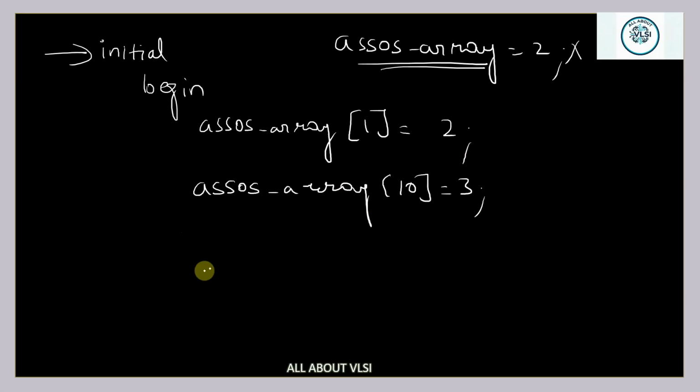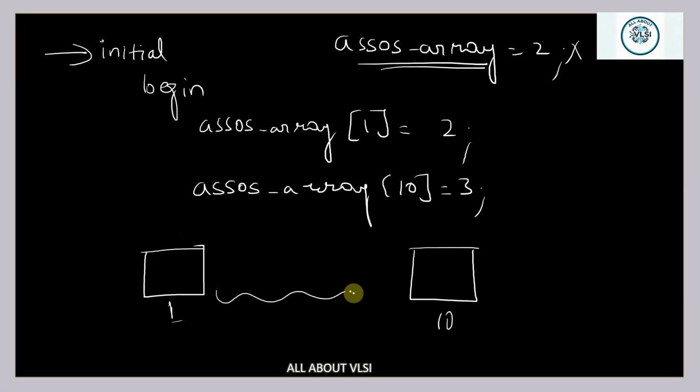But the specialty of this associative array is there are only two locations which have been created. That is the location number 1 and the location number 10. And no other locations have been created. These are not at all created. This is a specialty of your associative array.